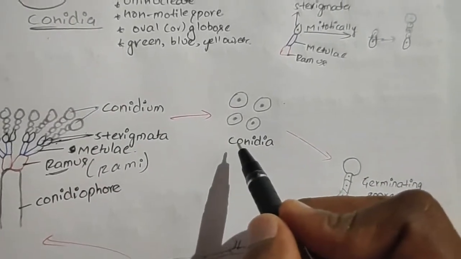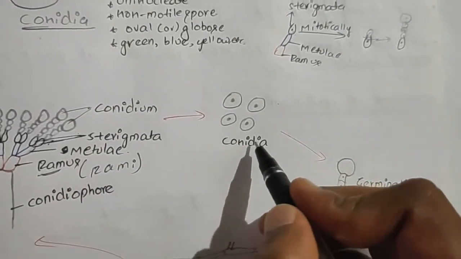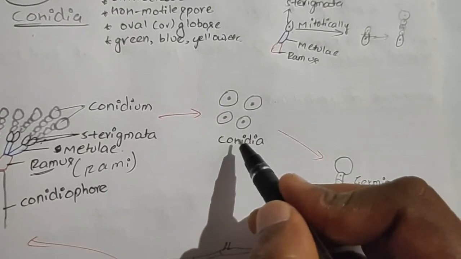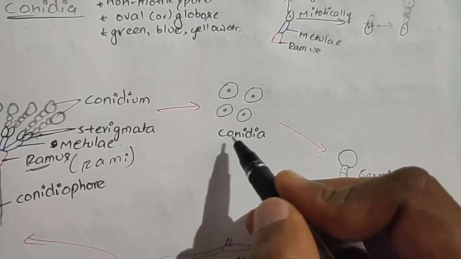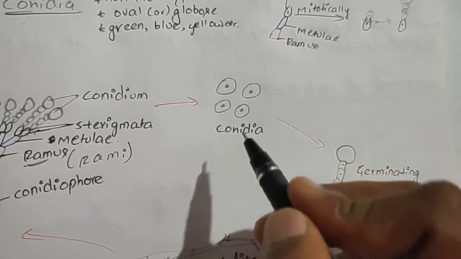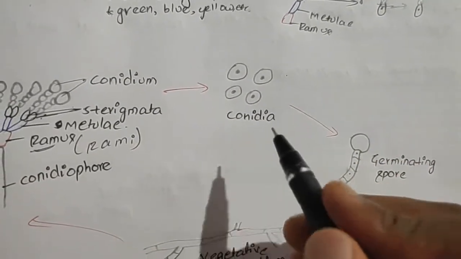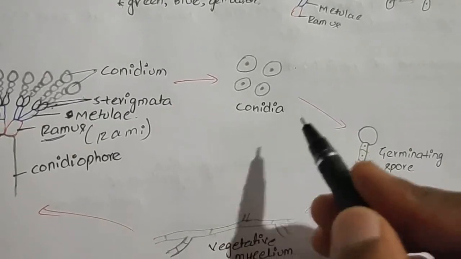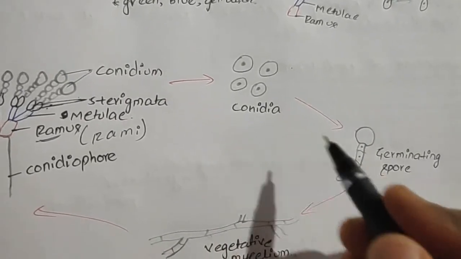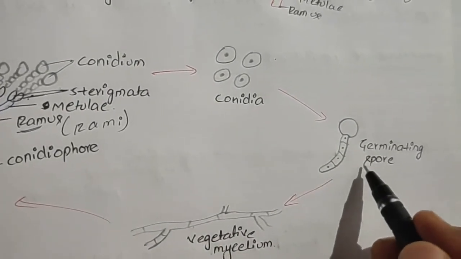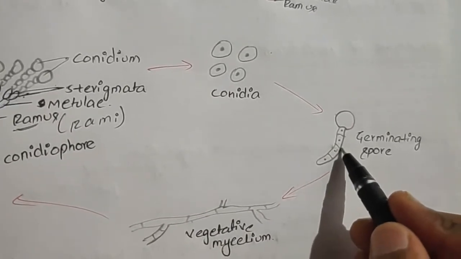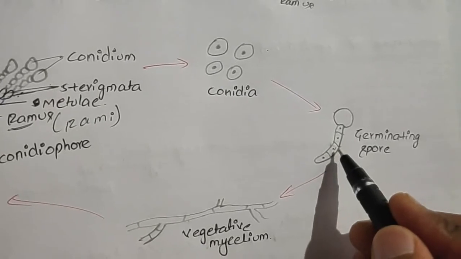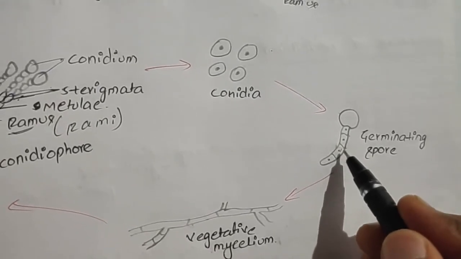These conidia are non-motile spores because the flagella are absent, and they are oval or globose in structure, and the color also varies. It may be green, blue, etc. At maturity, these conidia get detached from the mother and are dispersed by wind. On a suitable substratum, they germinate by developing a germ tube.